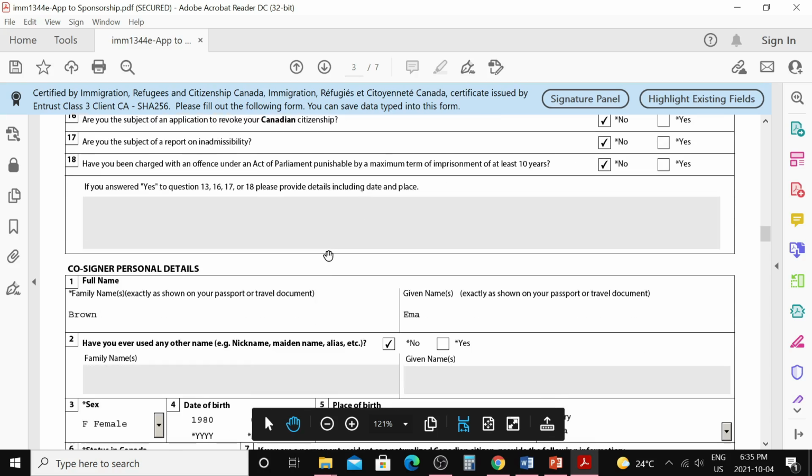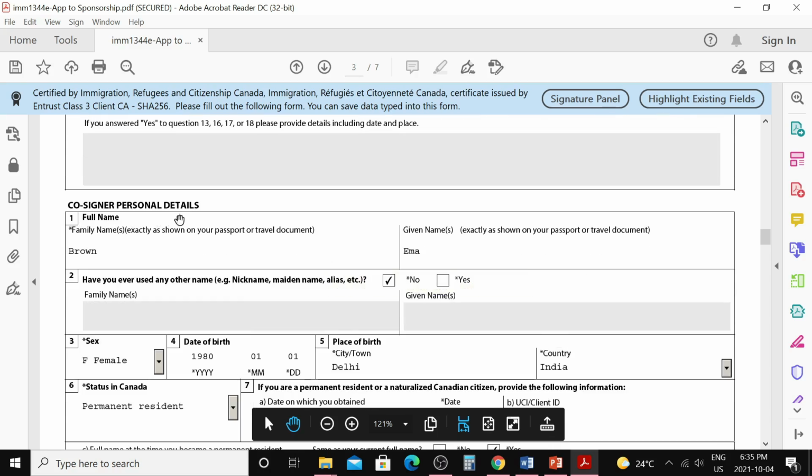Then next is the co-signer's personal details. If you have a co-signer, meaning you, husband and wife, both are signing the application, then one of them is the co-signer. So here you need to provide the information about the co-signer. Again, you need to provide the co-signer's name accordingly. The same rules apply, family name or given name.